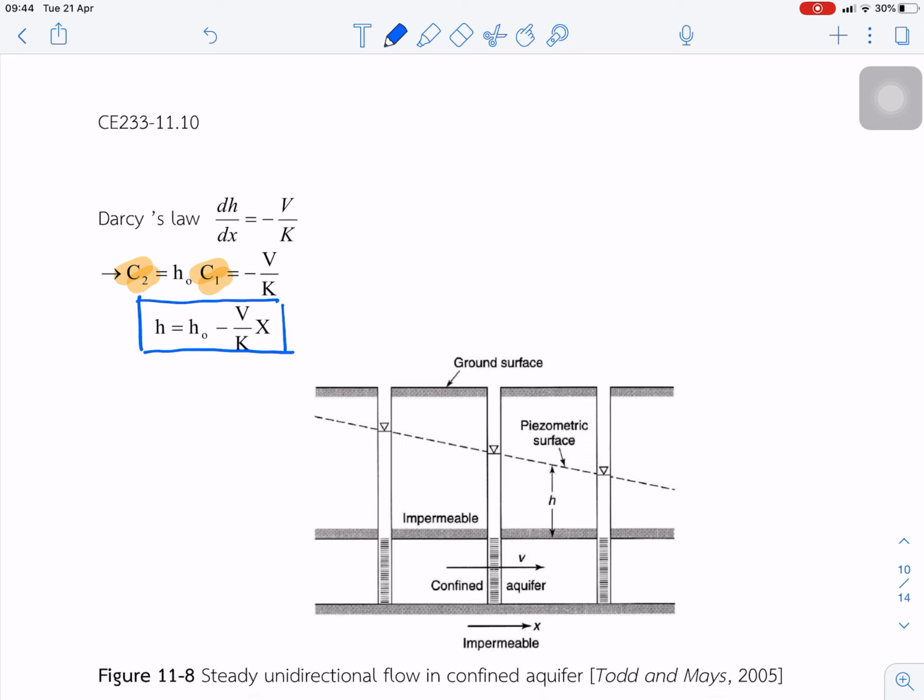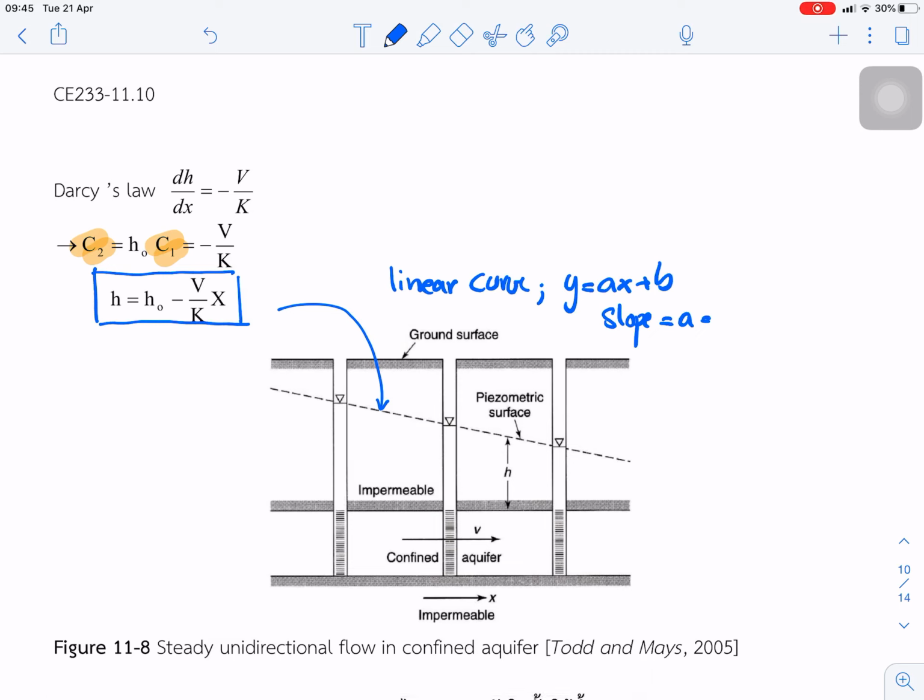This equation explains this line. It's linear, a curve. The slope of the curve A is equal to B over K.